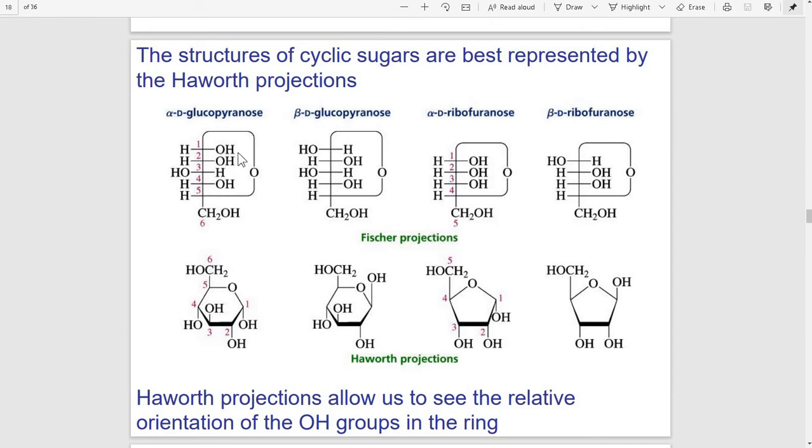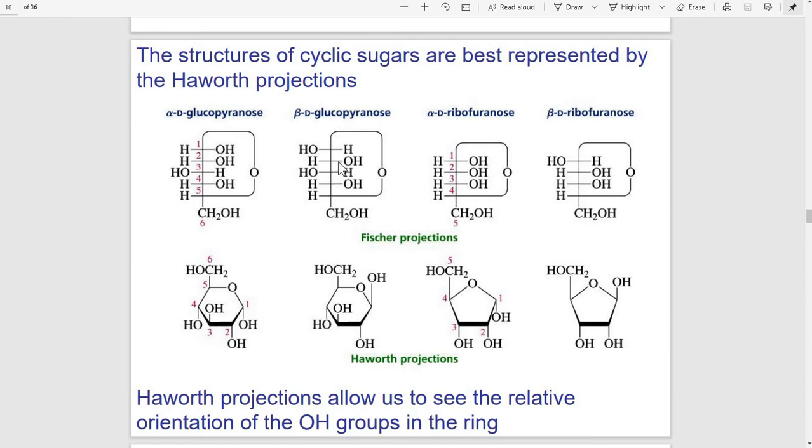Means see in Fischer projection formula, 1, 2, 3, these 3 OH are right hand side, or these 3 OH are between the ring. That's why these 3 OH are below the plane. Okay, means when the OH are right hand side, then we draw it below the plane, and when the OH are left hand side, then we show it above the plane.